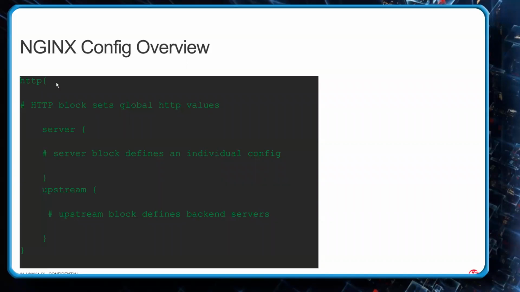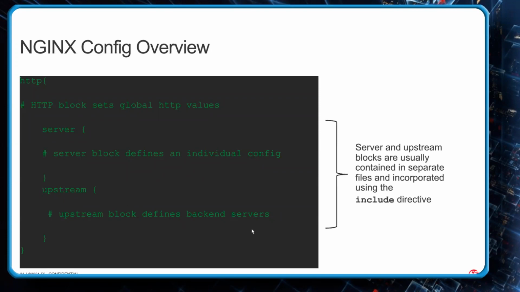We have an HTTP context within which we can have one or more server contexts, which in turn can have one or more location contexts, which isn't shown here, but we'll see them later. The HTTP context can also contain zero or more upstreams, which are essentially load balancing pools, where we can define backend servers, and so on and so forth. The server and upstream groups are typically contained in different files.